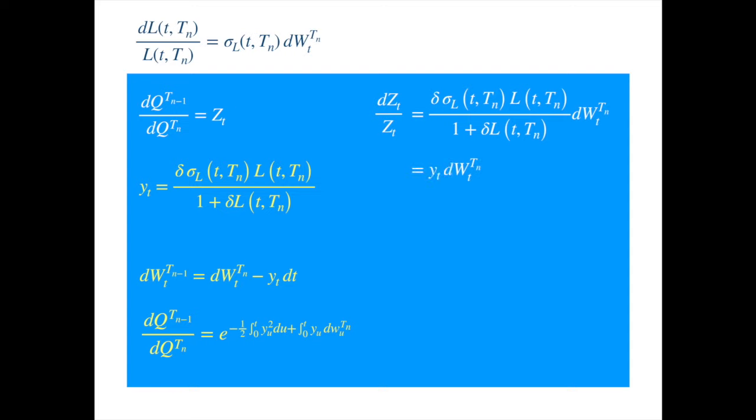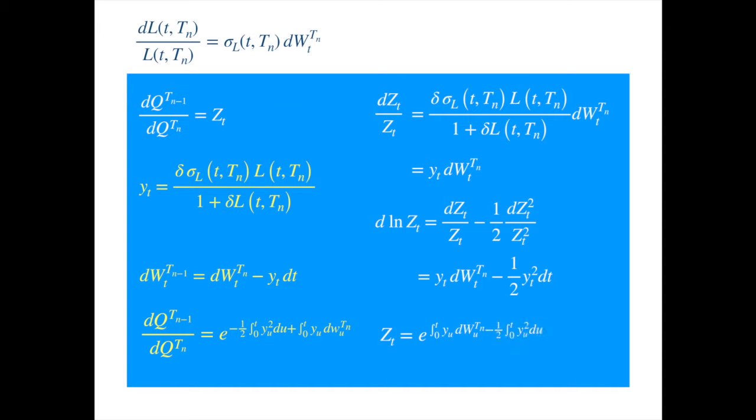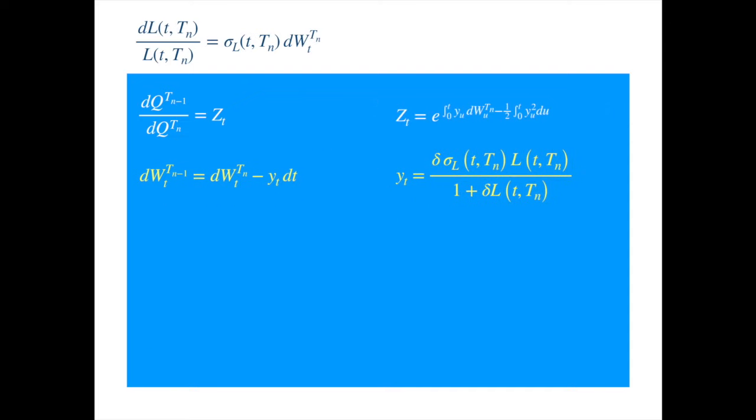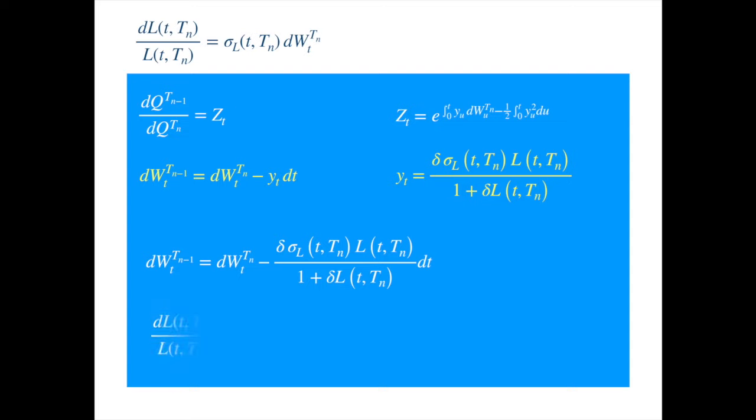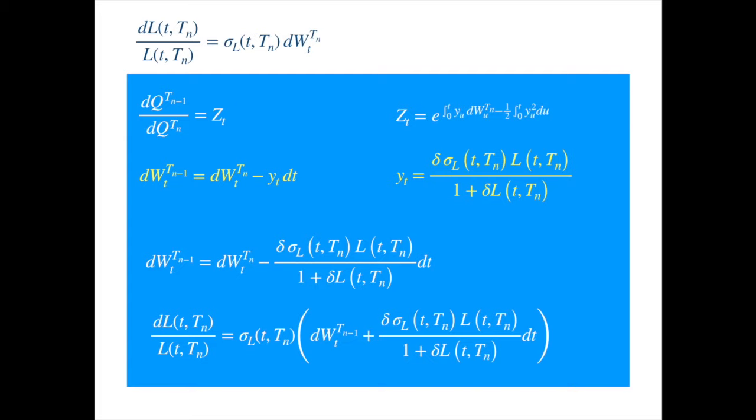Then apply Ito's lemma to the log of z. Then substitute for dz over z and square to get. Now, if you integrate and exponentiate, we get the solution of z. So if you compare it to the Radon-Nikodym of the Girsanov theorem, we see that y is indeed equal to what we claimed. So we can write the relationship between the two Brownians. And now we just substitute for the Brownian under the Tn measure to get the dynamics of the Tn LIBOR under the Tn minus 1 measure.